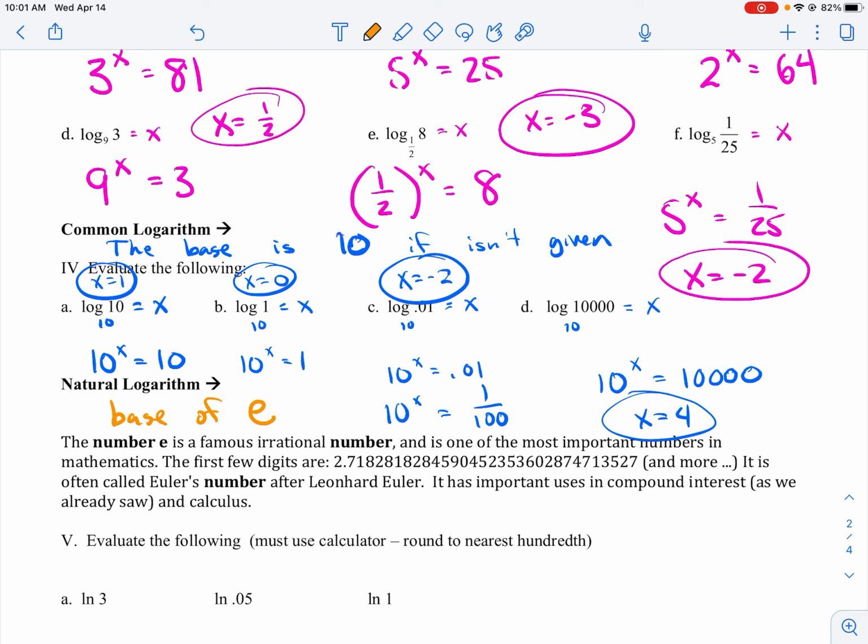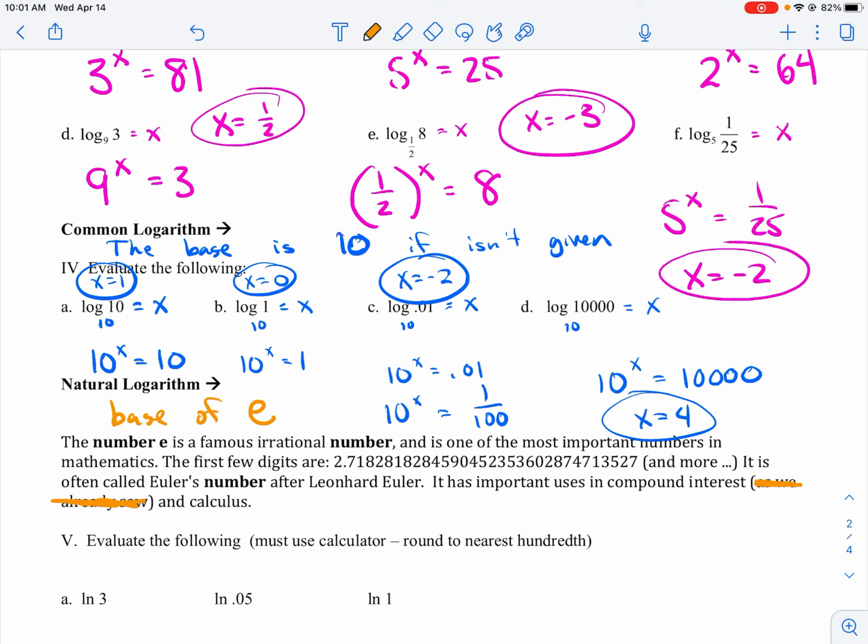And it has important uses in compound interest, which we did not see. We didn't talk about this, but if you ever go into finance or business, you'll see things, especially when you're talking about loans and stuff like that. You'll hear compound interest. So that's where this number appears quite a bit, and also it appears a lot in calculus. Anyway, these are kind of easy to solve.